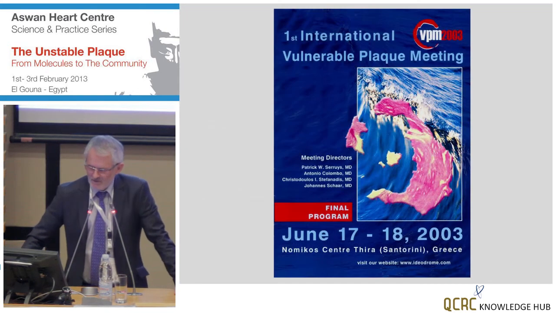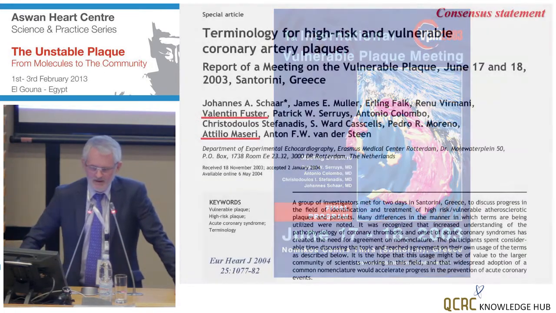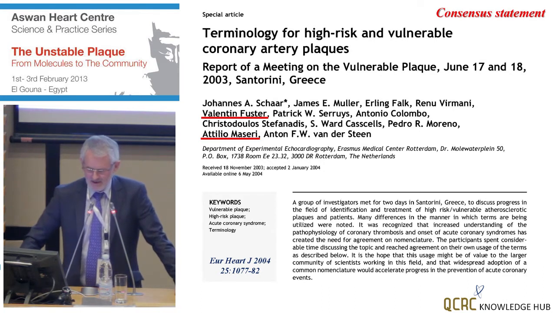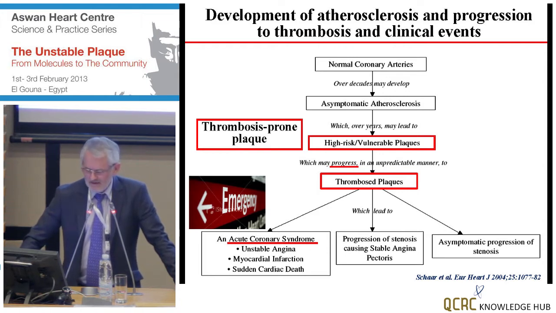Later, the same year, the first international vulnerable plaque meeting took place in the Santorini Islands. And this paper was published after the meeting in the European Heart Journal. You may say it's a kind of consensus statement, also with Dr. Fuster and Masri as co-authors. It was suggested to use the terms high-risk plaque and vulnerable plaque synonymously with thrombosis-prone plaques. It's a plaque with high risk of progression to thrombosis, causing the life-threatening acute coronary syndromes and rapid progression of stenosis.